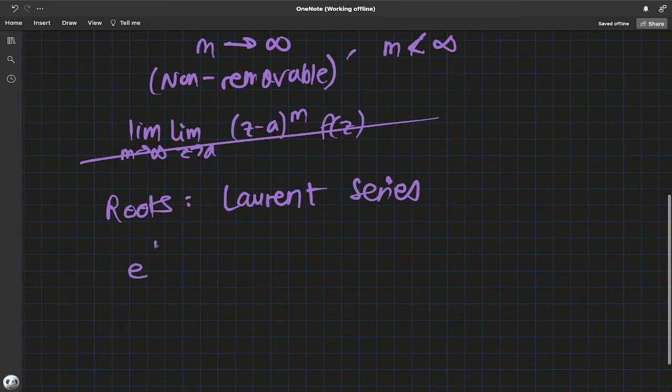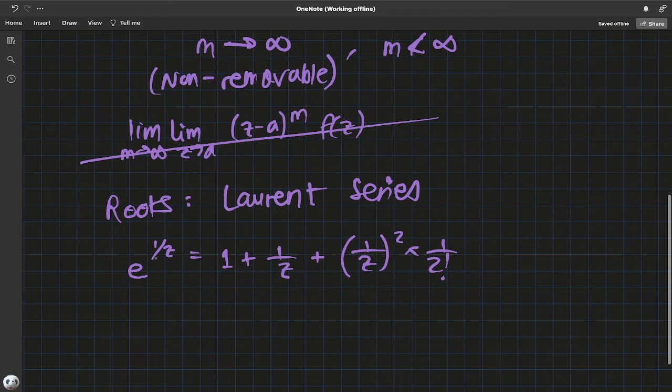Functions such as e raised to 1 over z, and if you write the Laurent expansion, 1 plus 1 over z plus 1 over z, the entire thing squared, times 1 over 2 factorial. I'm just using the Taylor series for e because we can basically import it from the real world to the complex world, just like the trigonometric functions.